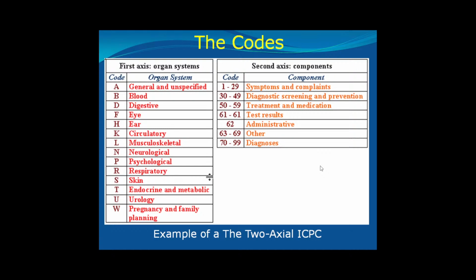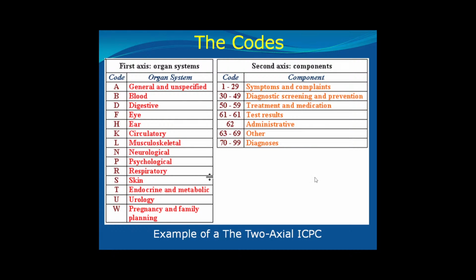At this slide you see an example of the two-axial ICPC coding system. The first column is the code, and the second column is the organ system. The first axis is organ systems, and the second axis is components, with numerical codes which represent different components.